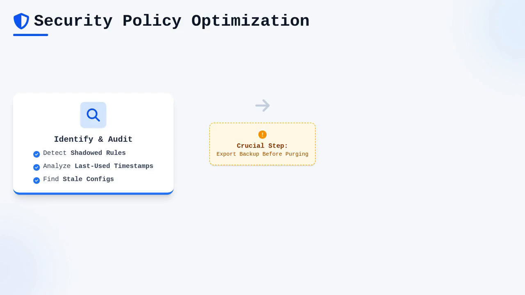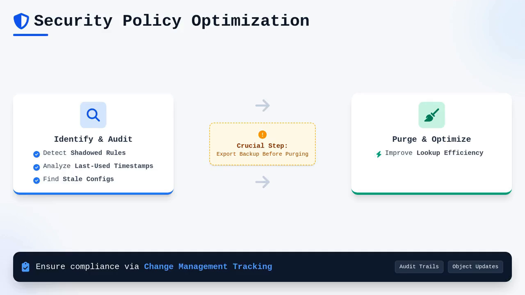Before purging these rules, however, it is standard practice to export them as part of a configuration backup, ensuring that you can revert if an unusual or infrequent business process suddenly requires a previously unused rule. Auditing also extends to security posture changes. You should track when policies were modified and what specific objects were updated to ensure compliance with organizational change management policies. By cleaning up these stale configurations, you reduce the complexity of the security database, improve lookup efficiency, and make future troubleshooting tasks significantly more manageable.